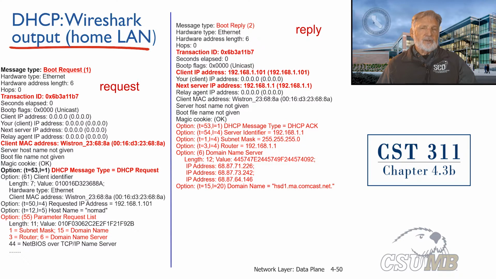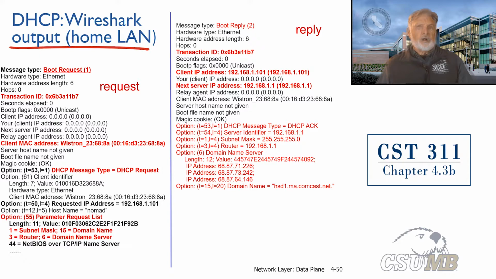So we are not looking at the entire DHCP process on this slide. Option T = 50 is the host's requested IP address. At this point, the host's IP address is still listed as all zeros because the DHCP server has not yet confirmed the address assignment. Also, we can see that the host has requested additional information under option 55, parameter request list, including subnet mask, router, which is the default gateway, domain name, DNS server, and an additional item, NetBIOS over TCP/IP name server.